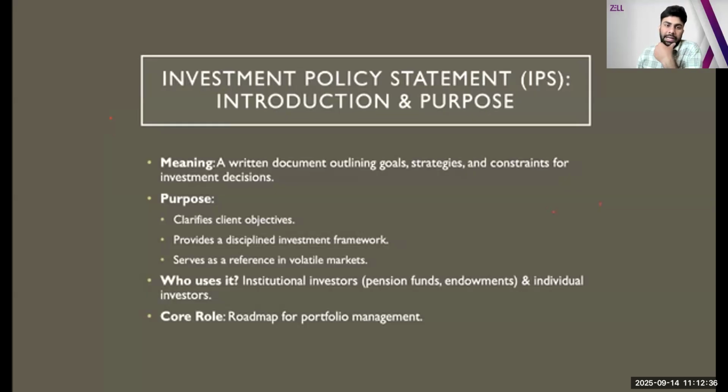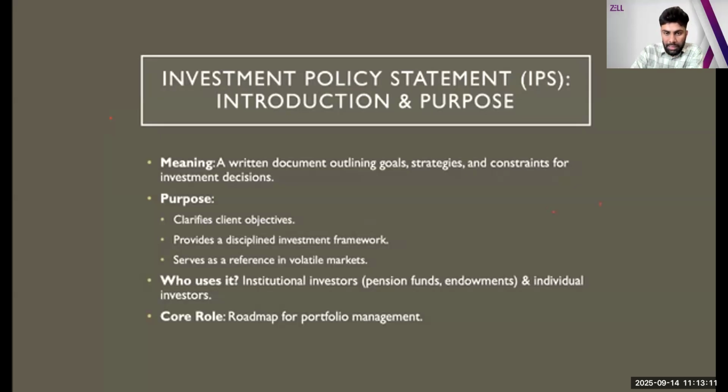So you guys understood, right? An IPS is nothing but a structured, written document that has three things mentioned: the goals, the strategies, and the risk. Goals are basically the goals that you are supposed to achieve. To achieve those goals, what is the strategy that you have? And to achieve those goals, what are the possibilities of incurring risk? These three things are important, and that document is called the IPS, Investment Policy Statement.